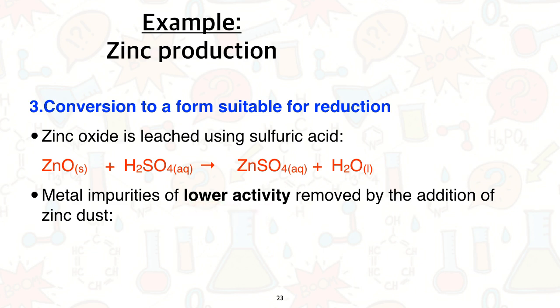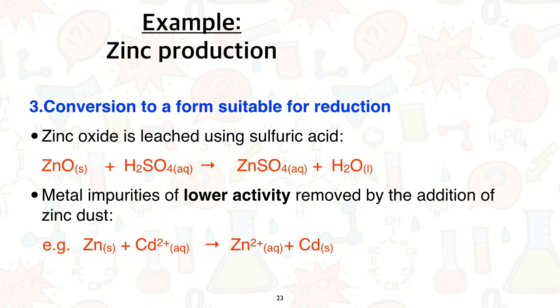Now in terms of those other impurities, the key point here is that they are of lower activity, so they get removed by the addition of zinc dust. What I always find funny is how in order to make zinc, you need zinc. And it's just like, well, where do you get that? So in this case, we actually need some zinc metal, and we add it to this solution. This is a metal displacement reaction where zinc, which is more active than, say, cadmium, will displace cadmium ions from a solution of its ions.